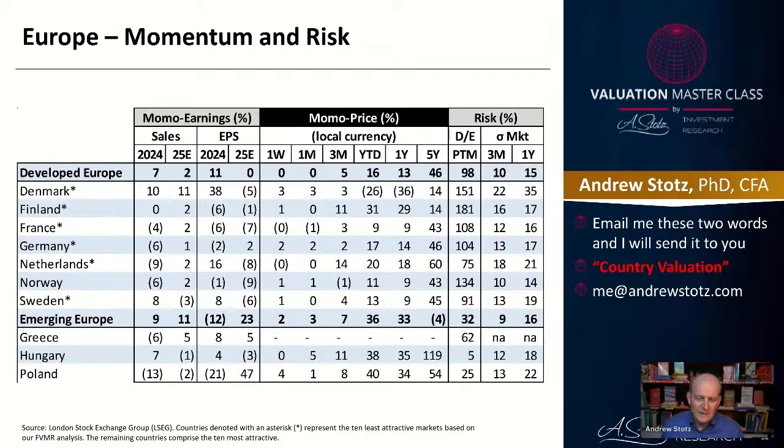Let's look at Europe to try to understand what's going on. Look at the EPS column for 2025. Denmark, -5. Finland, -1. France, -7. Germany, only positive country, and it's up by 2%. Netherlands, terrible, -8, Norway -9, Sweden -6.